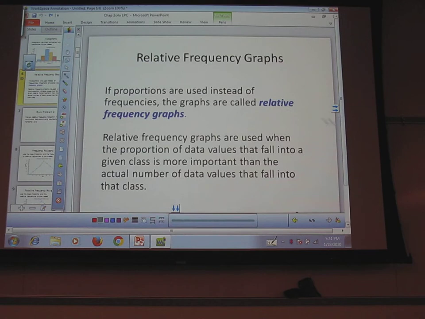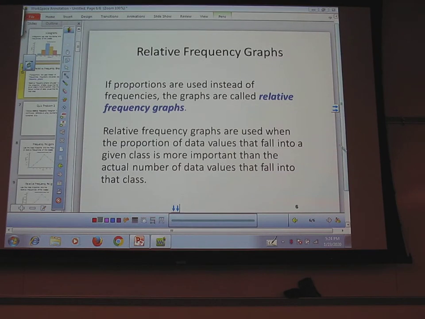All right, so go ahead and read. Relative frequency graphs. If proportions are used instead of frequencies, the graphs are called relative frequency graphs. Relative frequency graphs are used when the proportion of the data values that fall into a given class is more important than the actual number of the data values that fall into that class. Right, we're concerned about the percentages in each class versus the actual hard numbers.